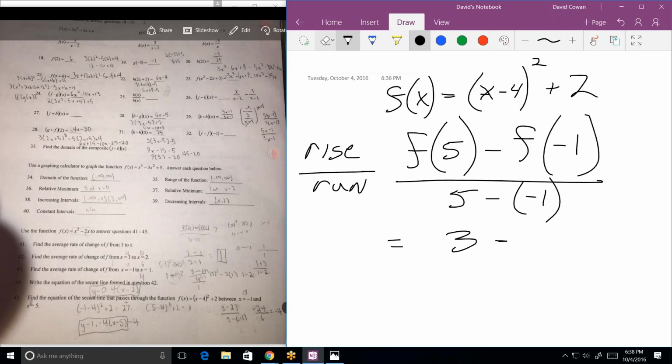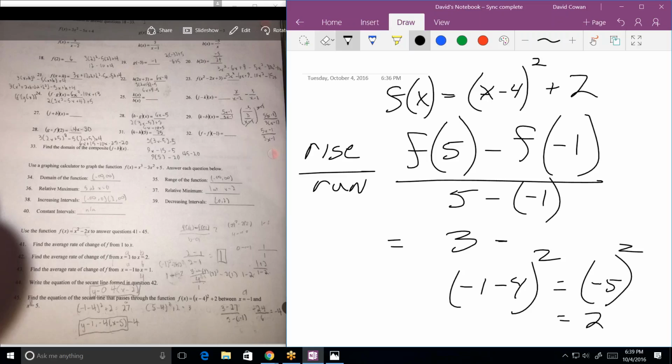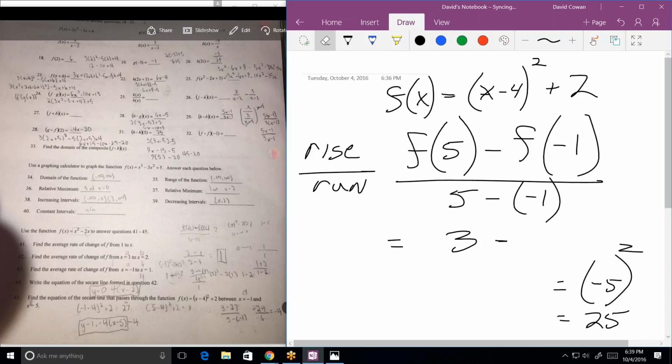-1. That'd be -27. Positive 27? Yeah. -1 minus 4 squared is the same as -5 squared, which is 25. Positive 25 plus 2, so it's positive 27. Hold on. Let me erase.